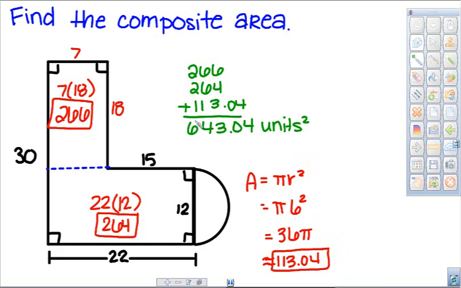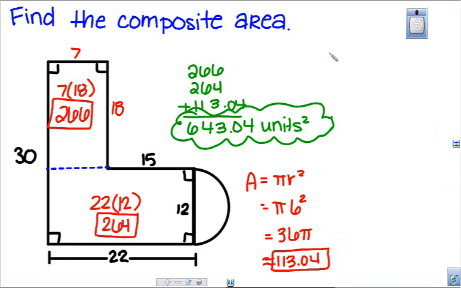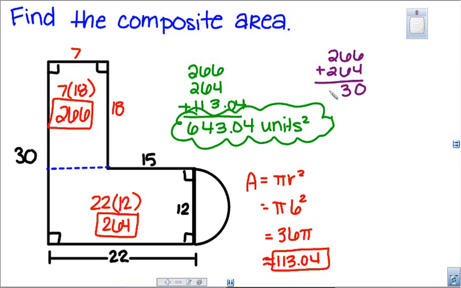If you were asked to leave it in terms of pi, you could have written it, just added these two, and then you would say plus 36 pi. So just to show you what that would look like, you would just add 266 and 264. So 530 plus 36 pi if it was left in terms of pi. And again, that would be units squared as well.